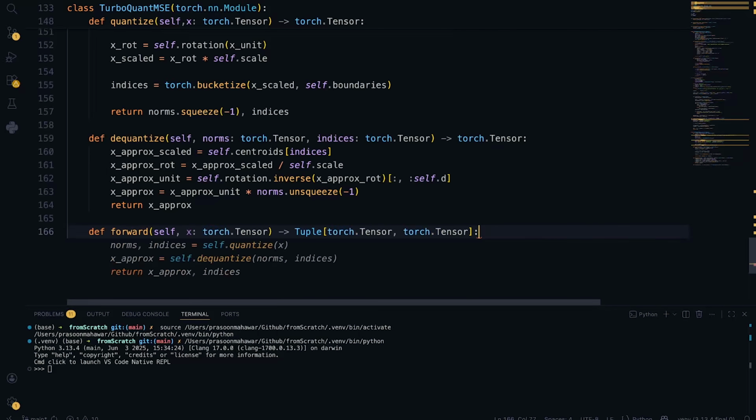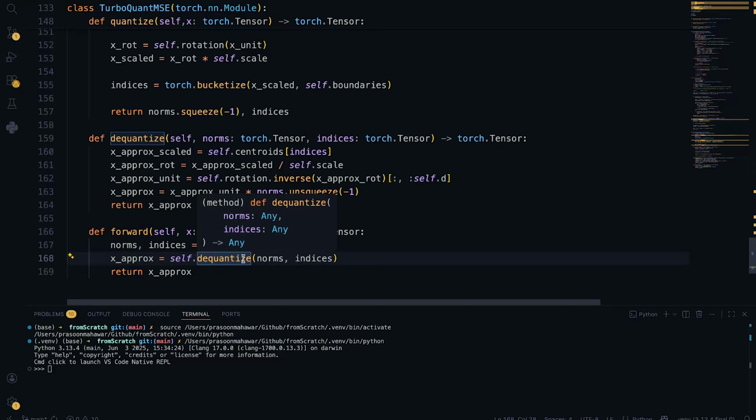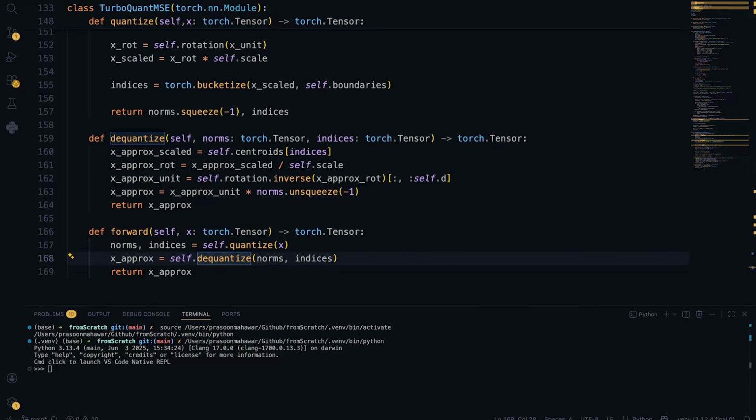This will again take self, x as a torch tensor, and it will return not a tuple, just a single torch tensor. Initialize norms and indices with self.quantize, and return self.dequantize of norms and indices. So let's walk through the key design decisions here.